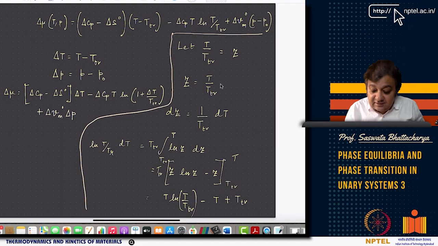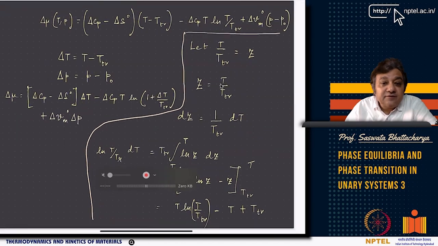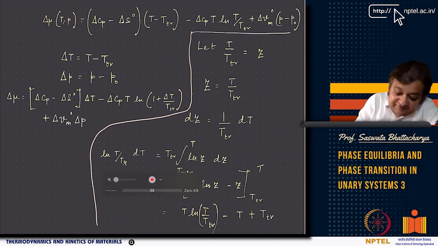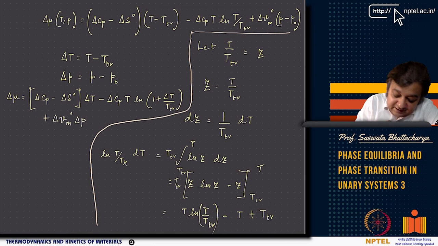So as you can see, that delta mu, or the chemical potential difference, as we were discussing in the last lecture, is a function of the chemical potential difference delta mu. Here it is a function of the driving force, right? D equals minus delta mu, right? So the driving force is minus delta mu, and delta mu is a function of T and P.